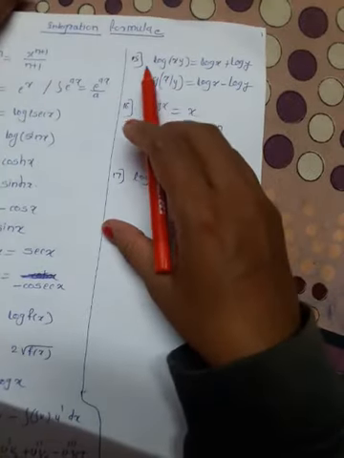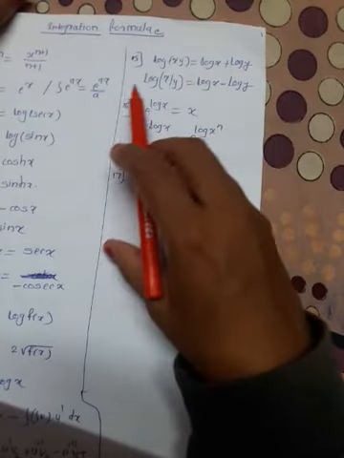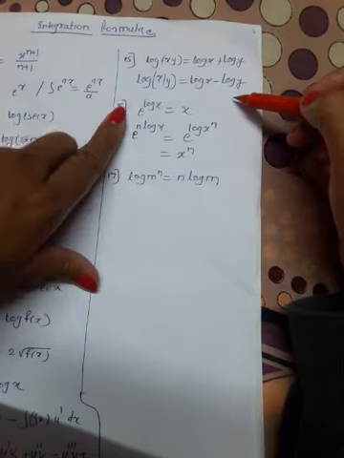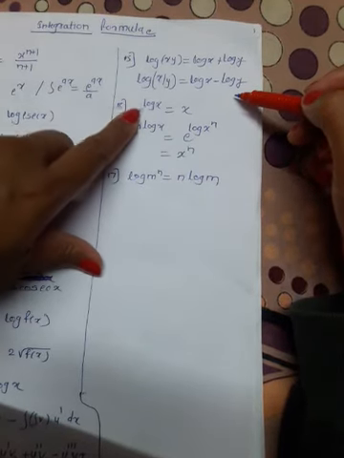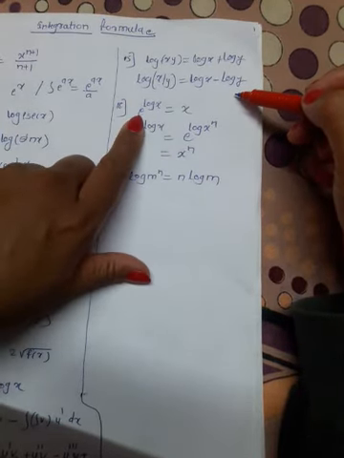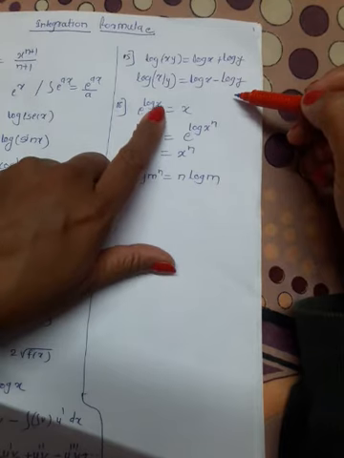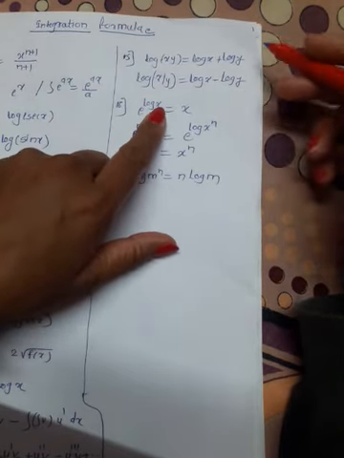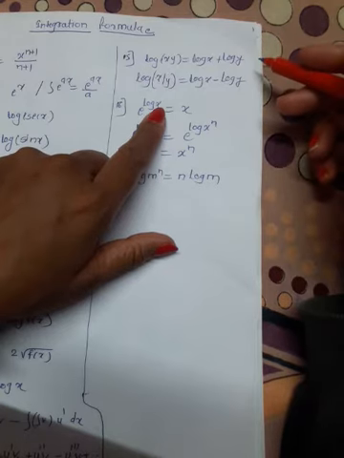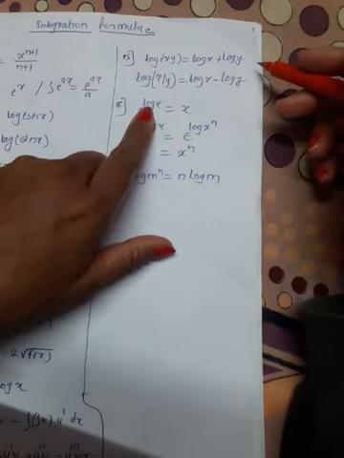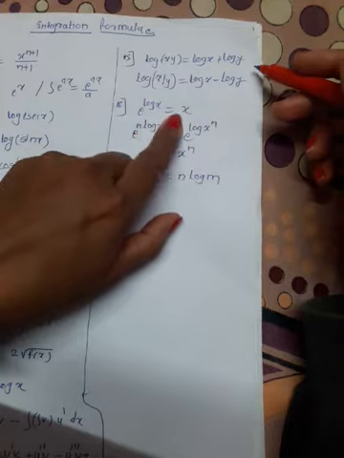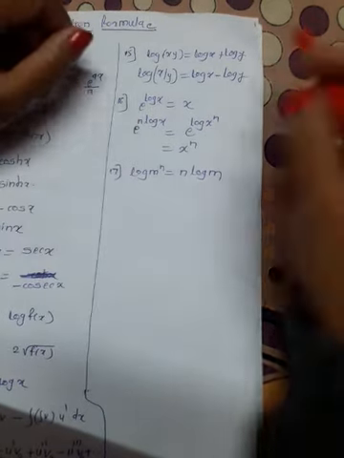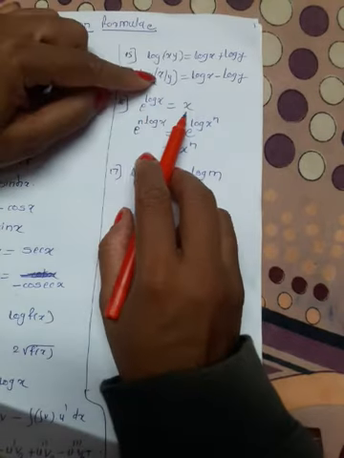Log of a into b, or log of x into y, is log x plus log y. These are the basic formulas. Log of x upon y is log x minus log y. E raised to log x: when e and log come together, e and log get cancelled, and the answer becomes only x, whatever the number or expression or variable present after this log. E and log get cancelled, it becomes an identity function, and the identity of any function becomes that function.